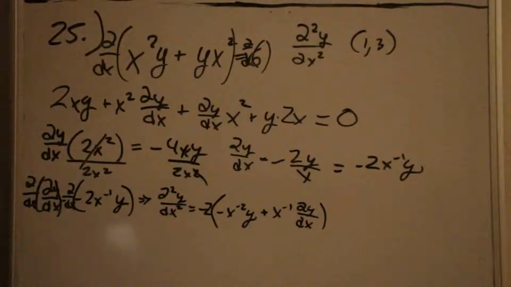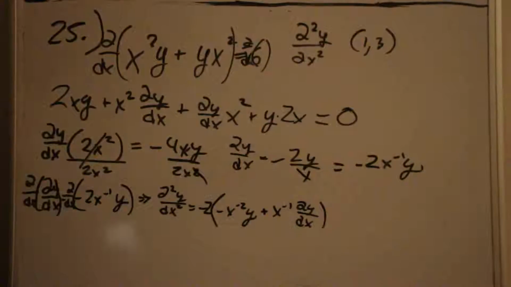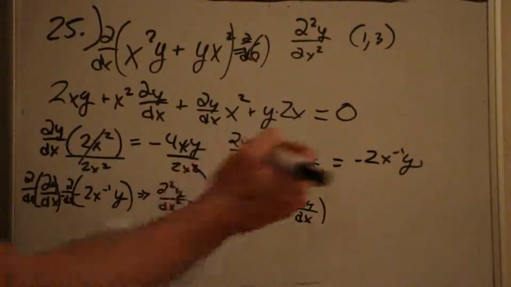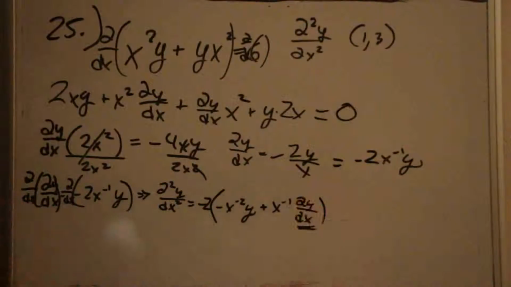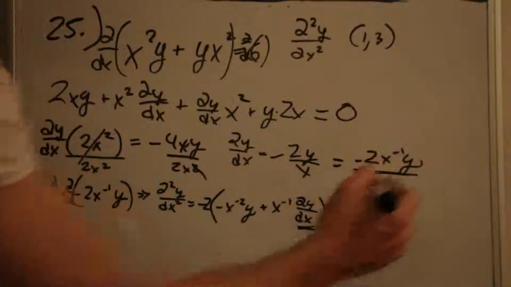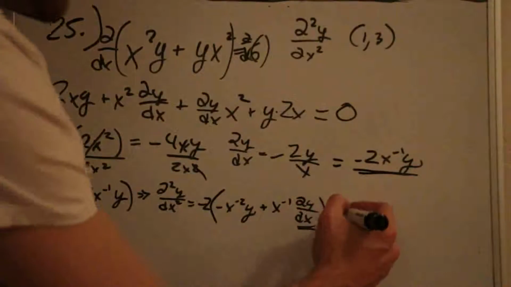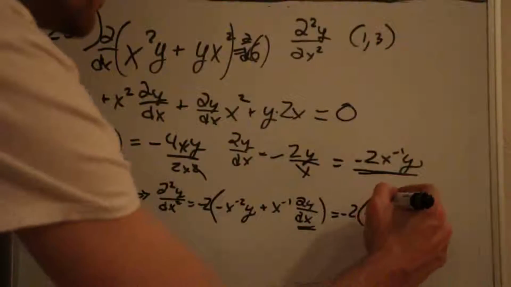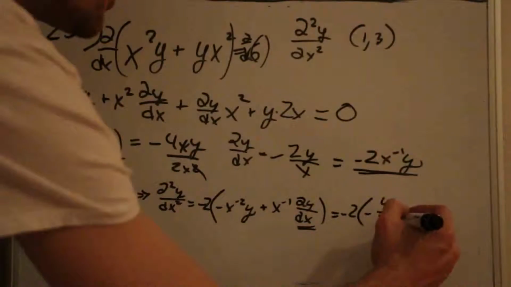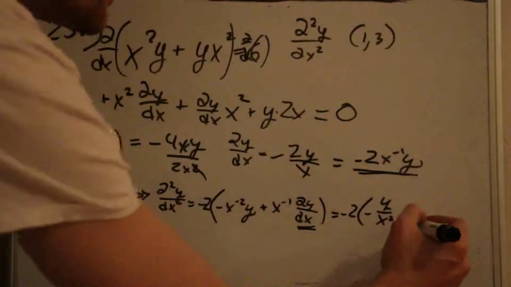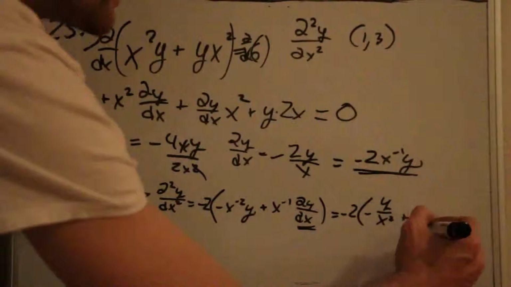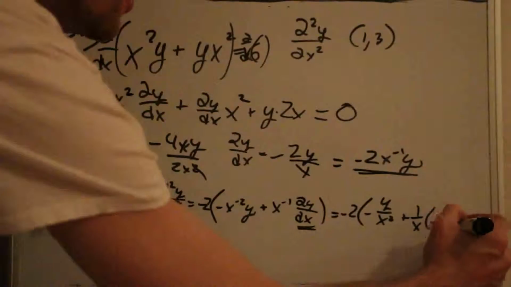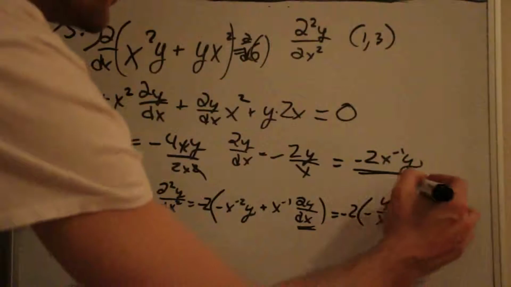Then I've got to plug in the point. Let's plug in the point afterwards, because you see how I have this dy/dx here? I've actually got to plug this in as dy/dx in order to get my answer. So this whole thing becomes negative 2 times negative y over x squared plus 1 over x times this whole thing, negative 2y over x. That's that whole thing right there.